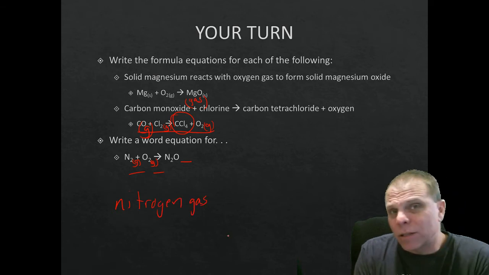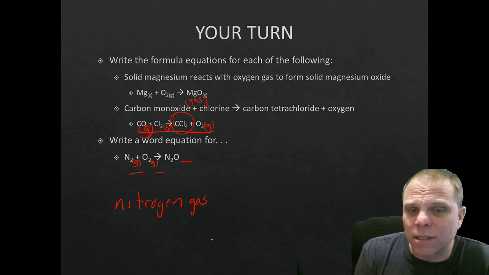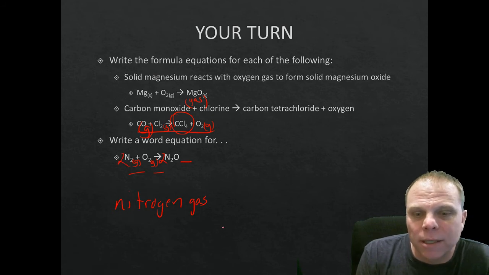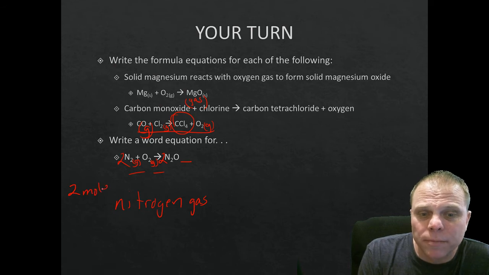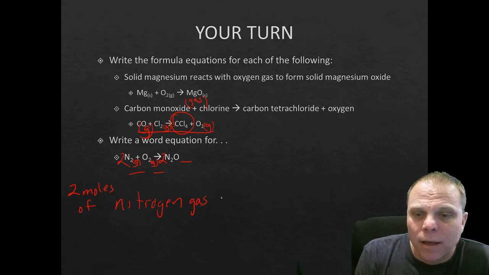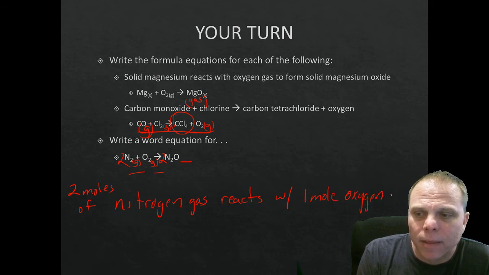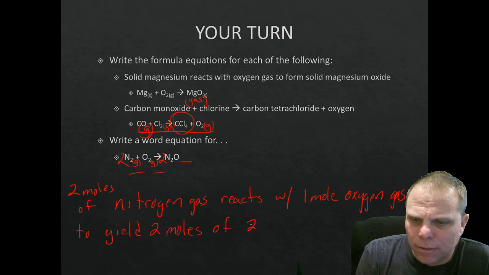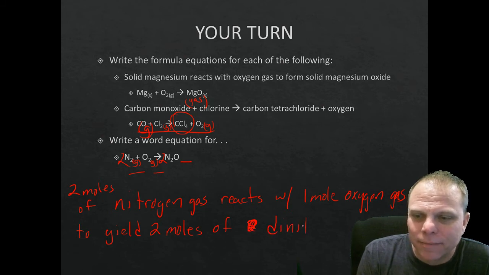Now, one of the things that we could do also is we could add even more information to this. If this is a balanced chemical equation, and it's not right here, if we put a 2 in front of that and a 2 in front of that, now it's balanced, you could say something like 2 moles of nitrogen gas reacts with 1 mole of oxygen gas to yield 2 moles of dinitrogen monoxide. Whoops.